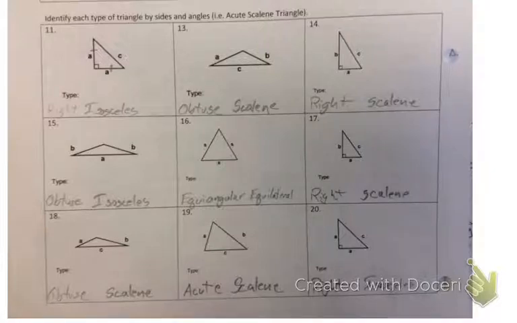Equiangular, equilateral. Right scalene, right isosceles, acute, there's a C there. Scalene and obtuse scalene. Wait, we don't have 18 through 20. Oh, that's okay. I think I cut some off.